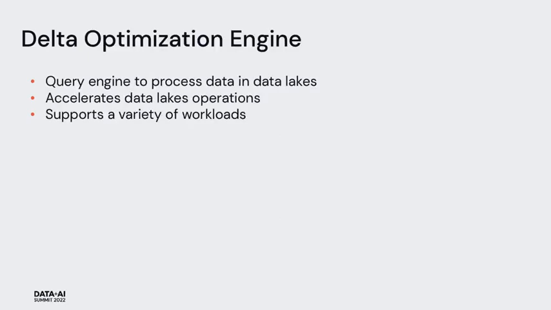Delta Engine is a high-performance query engine that provides an efficient way to process data in data lakes. Delta Engine accelerates data lake operations and supports a variety of workloads ranging from large-scale ETL processing to ad hoc interactive queries. Many of these optimizations take place automatically. You get the benefits of these Delta Engine capabilities just by using Databricks for your data lakes. What the Delta Optimization Engine means for your business is that your data workloads run faster, so data practitioners can perform their work in less time.